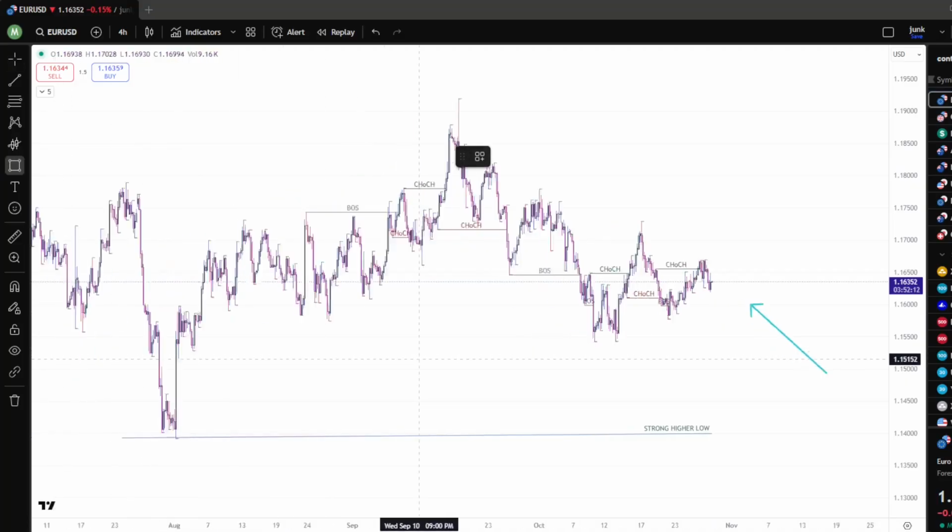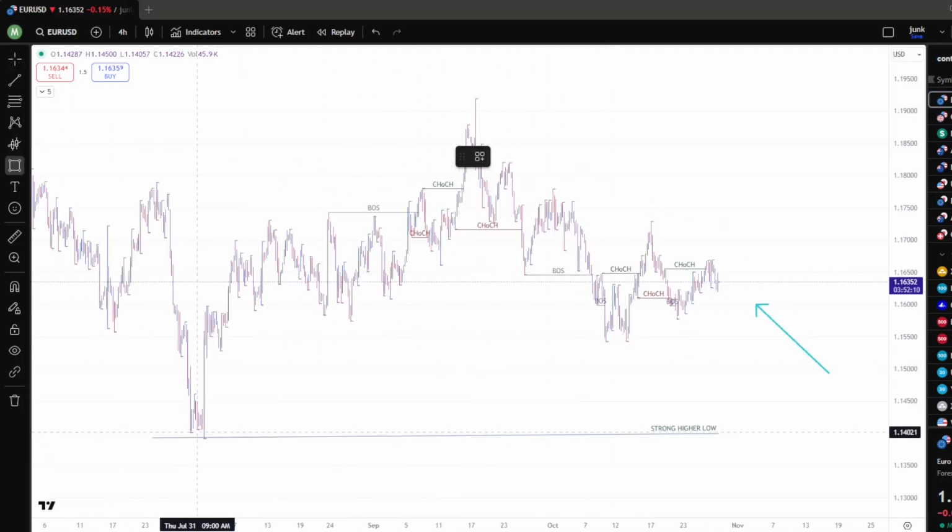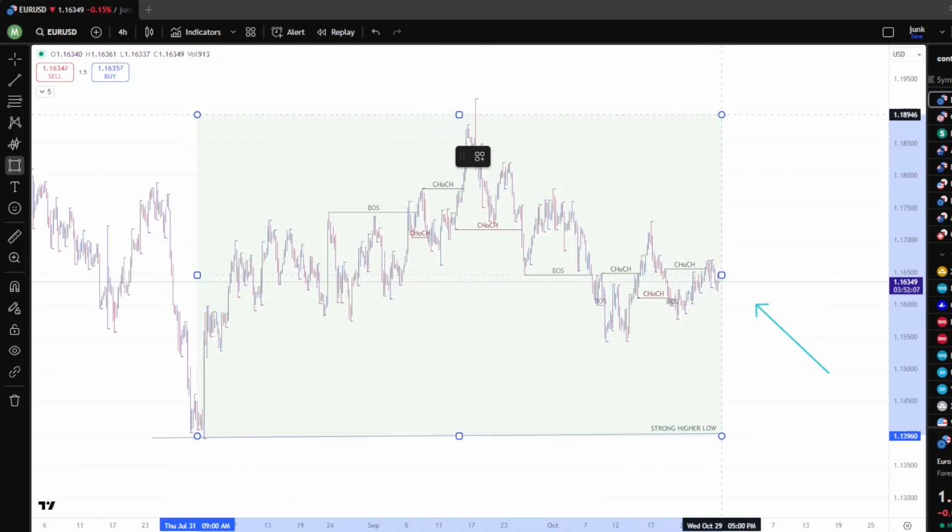Today, we'll start by taking a look at Euro USD on the 4-hour chart. And of course, we start off by mapping out the current range.